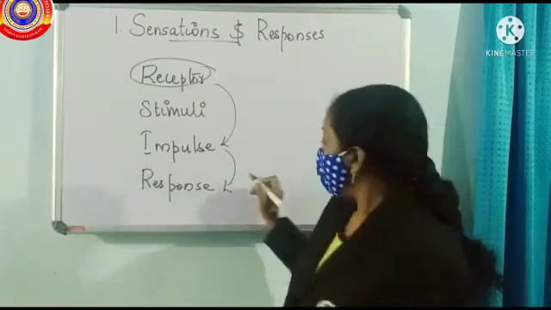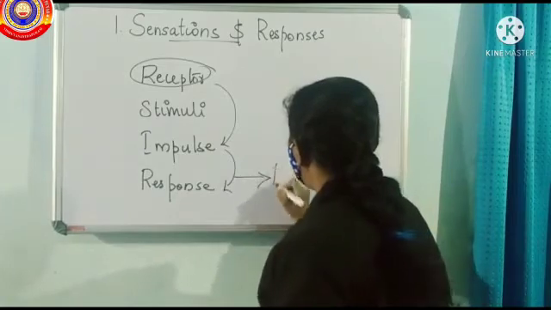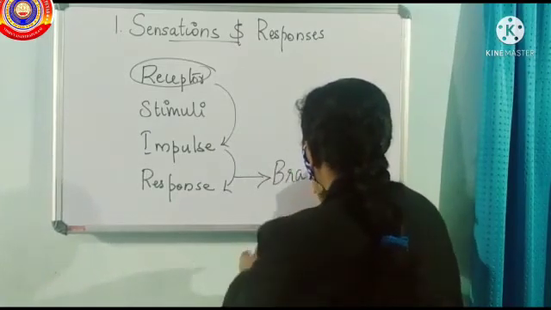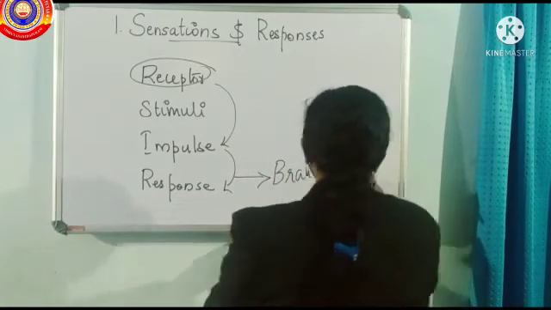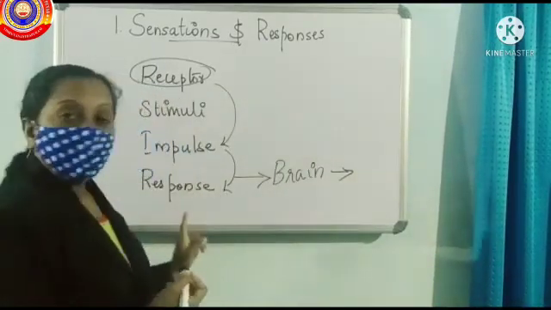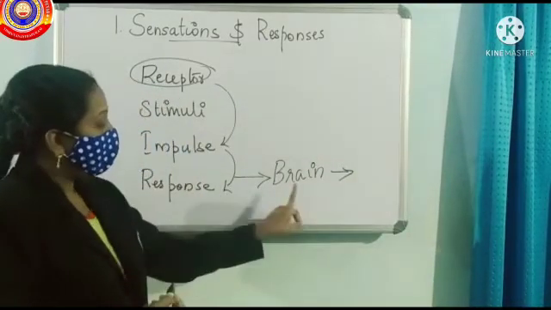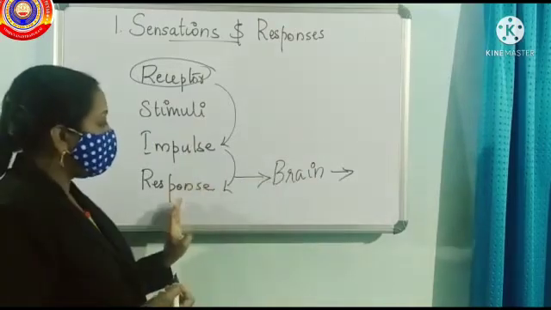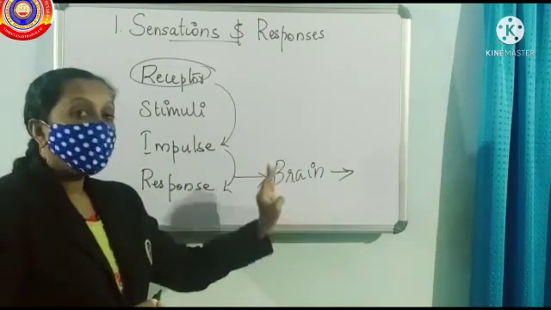The electric impulse reaches the brain, and in the brain we can see neurons. The messages from the neuron give rise to response.